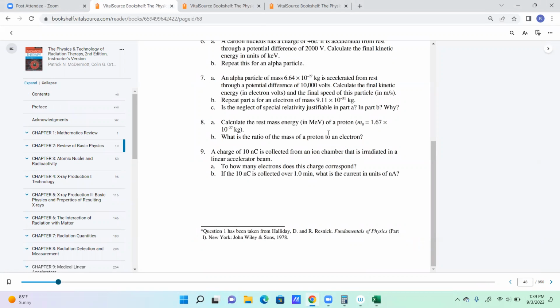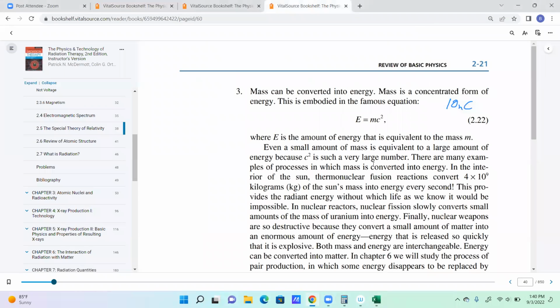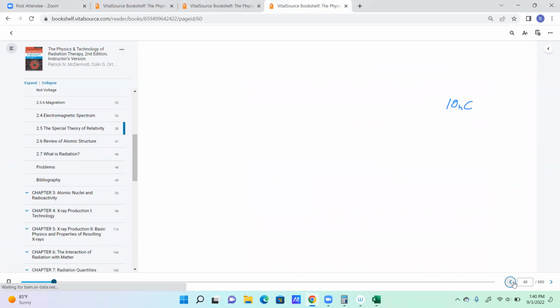So for 9, a charge of 10 nanocoulombs is collected from an ion chamber that is irradiated in a linear accelerator beam. To how many electrons does this charge correspond? Well, here I'm going to have 10 nanocoulombs. The question is, when I say a coulomb, how does that translate to electrons? Well, let's go here and circle back.